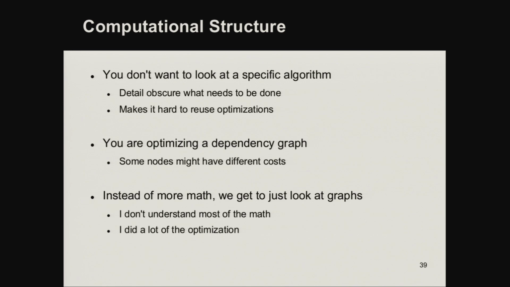So what you're actually really optimizing from the machine perspective is a dependency graph. And some of the nodes might have different costs, but basically you're just trying to schedule the graph and handle all the dependencies. And there's another upshot of this. If you formulate it this way, instead of looking at more math for root isolation, now we get to just look at graphs. And there's also a key advantage here: I personally don't understand most of this math, but I also did most of the optimization.